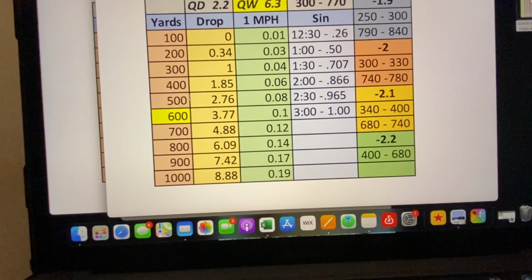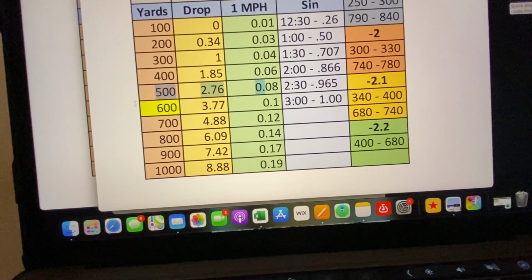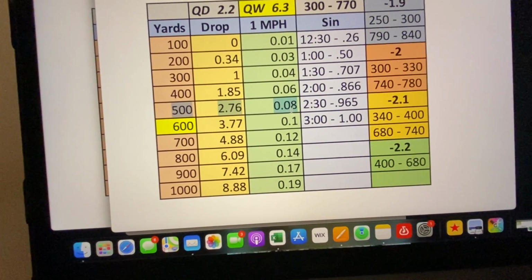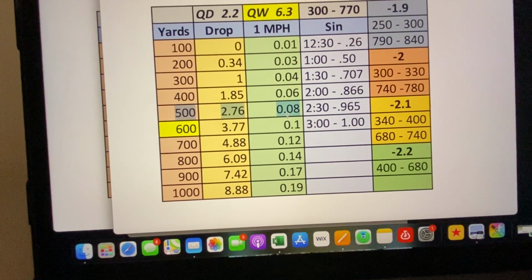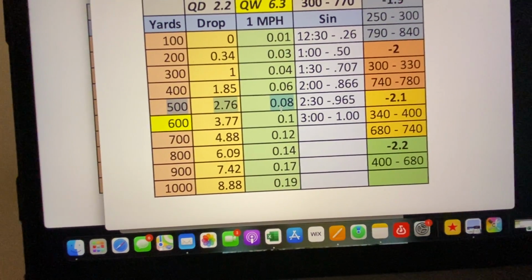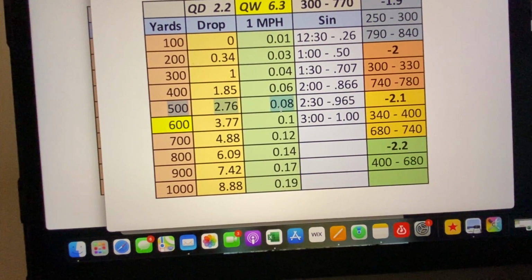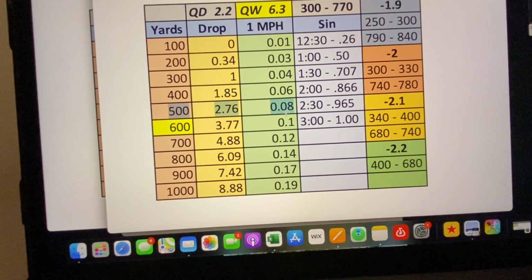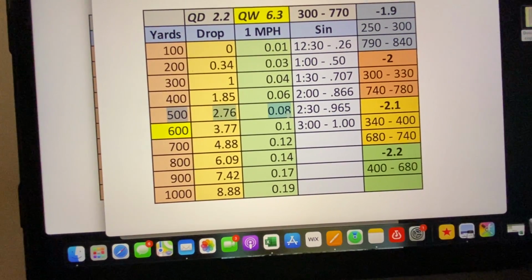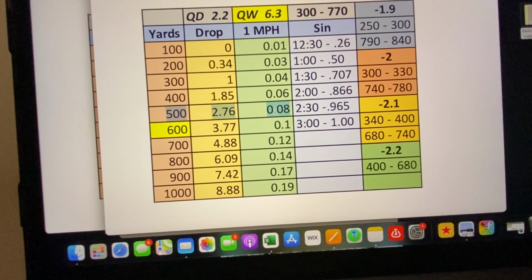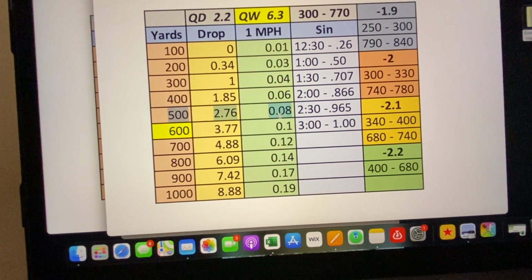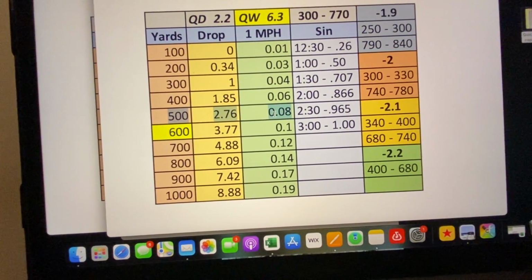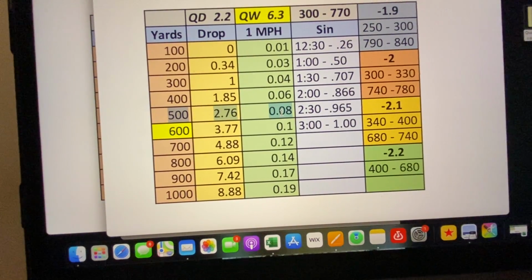If we have a 2 mile an hour wind, let's say at 500 yards, we're just going to multiply that by 2. This is where knowing your multiplication tables works really well. We have 0.08, so 8 times 2 is 16, which gives us 0.16. So at 500 yards with a 2 mile an hour wind, we're going to have 0.16 mil hold. 3 mile an hour wind, 8, 16, 24, so 0.24.